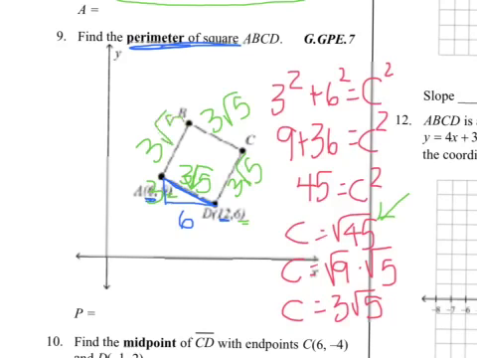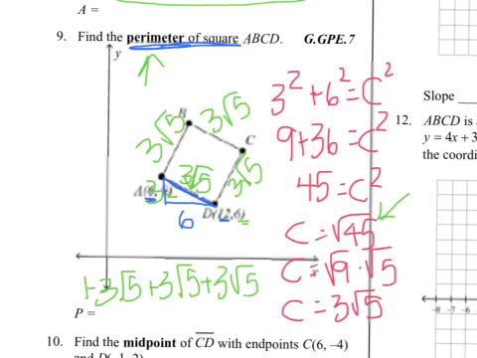So in order to find the perimeter, I'm going to add up all the sides. So 3 square root of 5 plus 3 square root of 5 plus 3 square root of 5 plus 3 square root of 5 is kind of like 3x plus 3x plus 3x plus 3x. The total is 12, and you don't change the square root of 5. It just remains 12 square roots of 5.